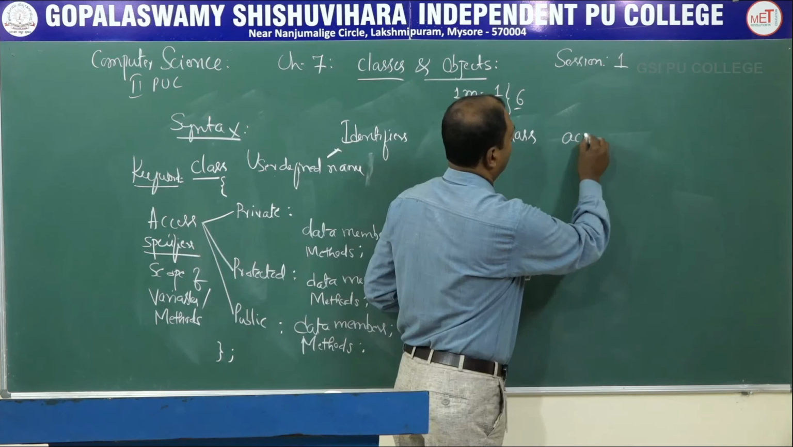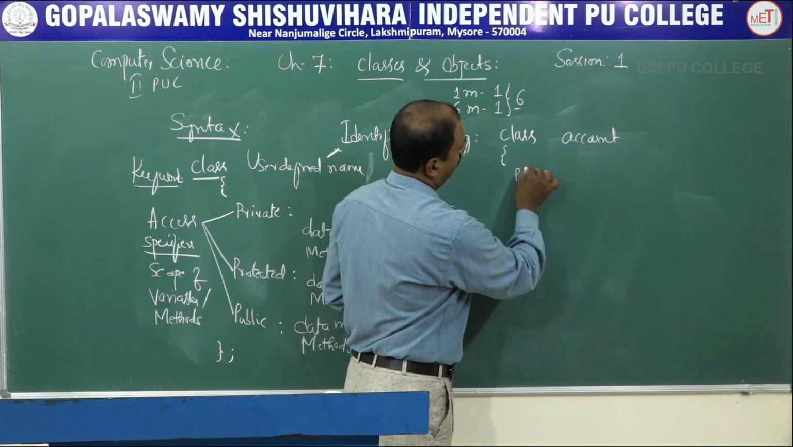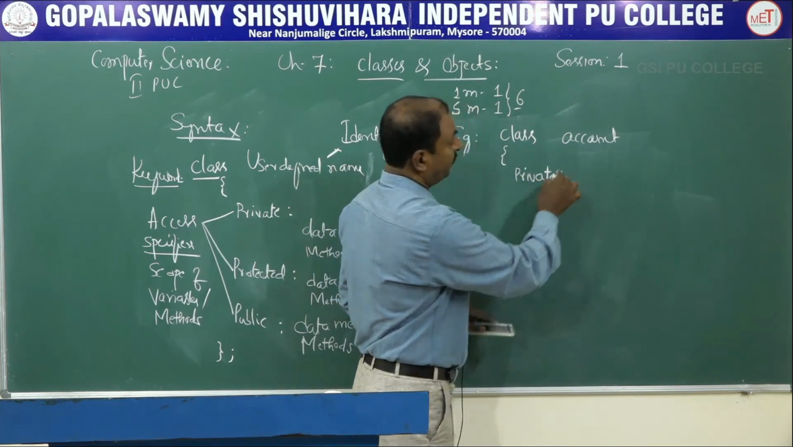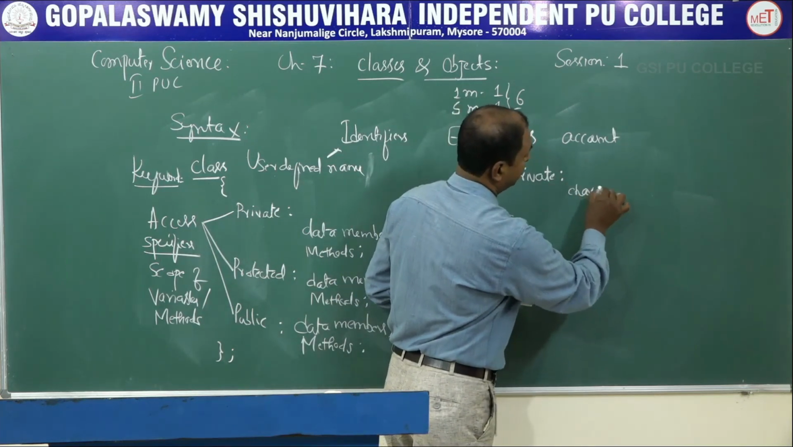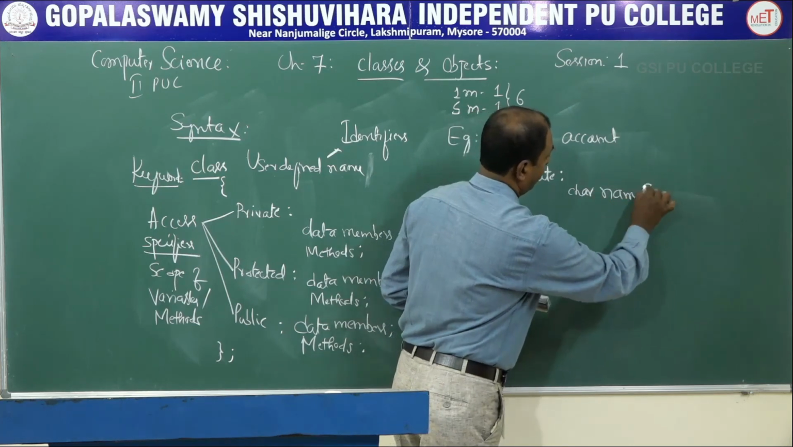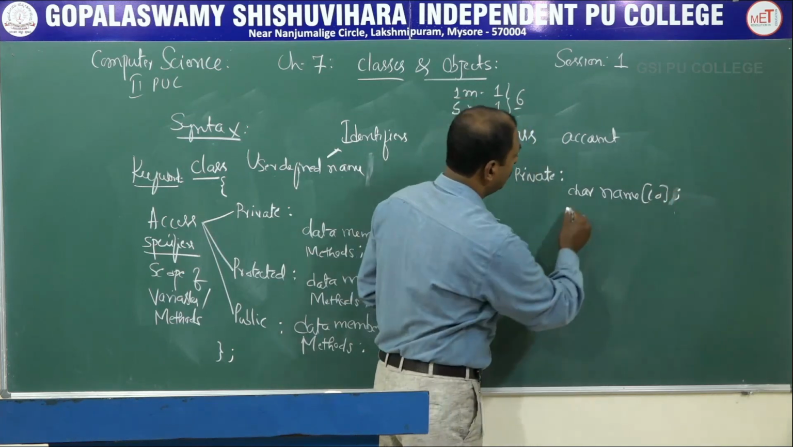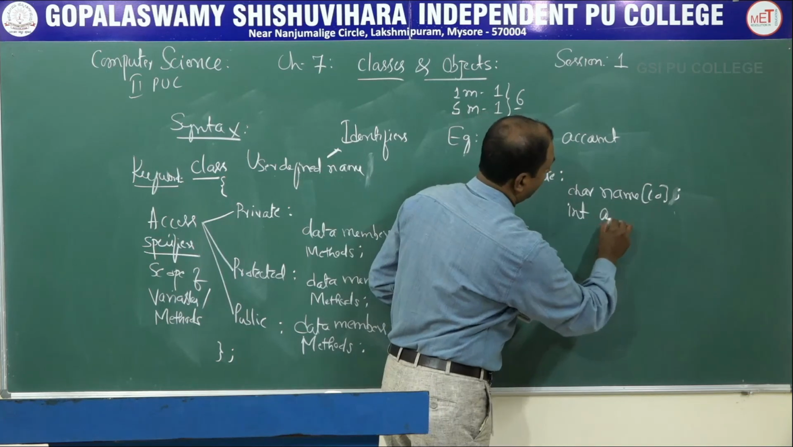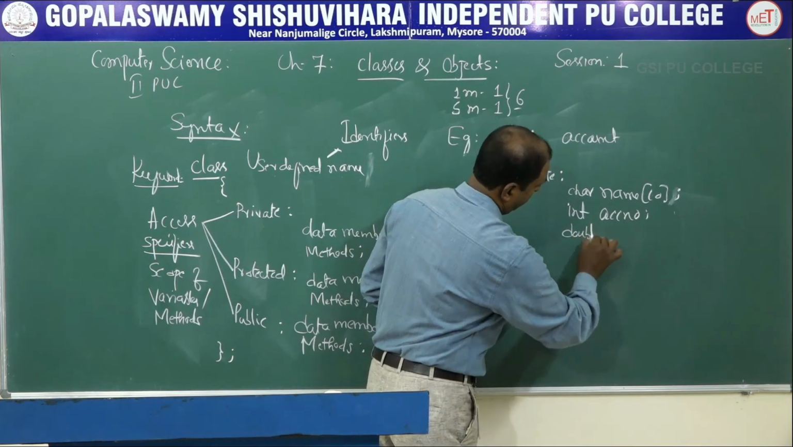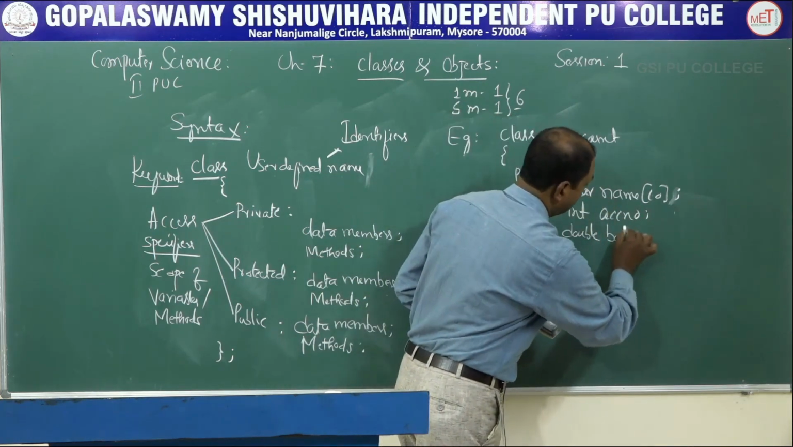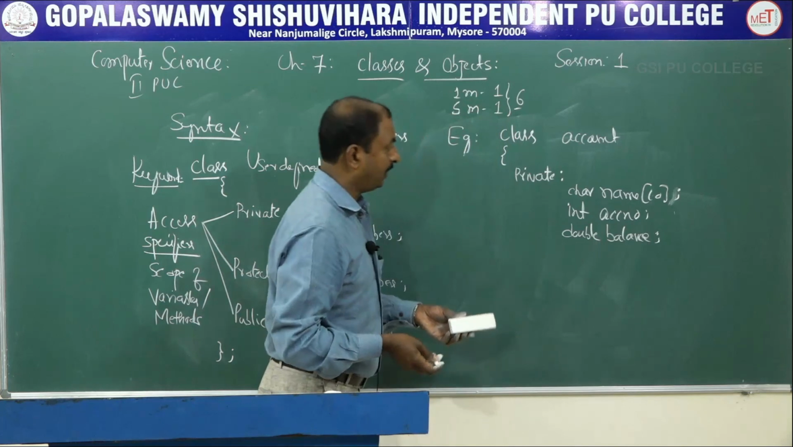Class account, and here private access specifier with variables: character name, this is the name of an account holder, and integer account number, one more variable, and I say double balance. Double balance is one more variable here.